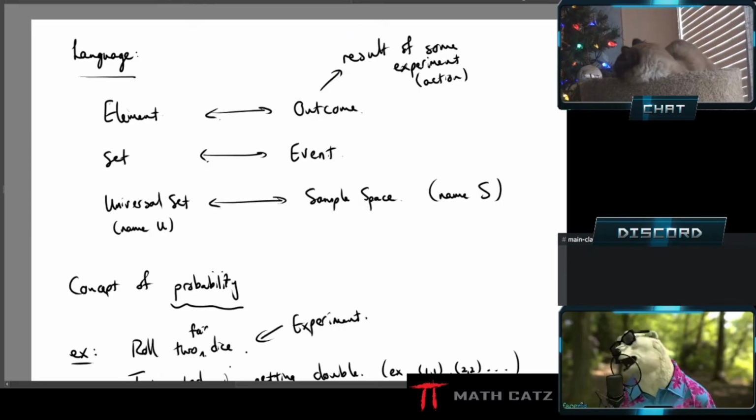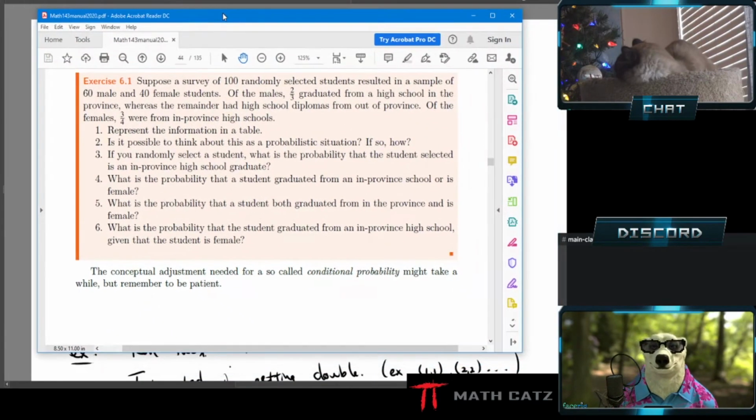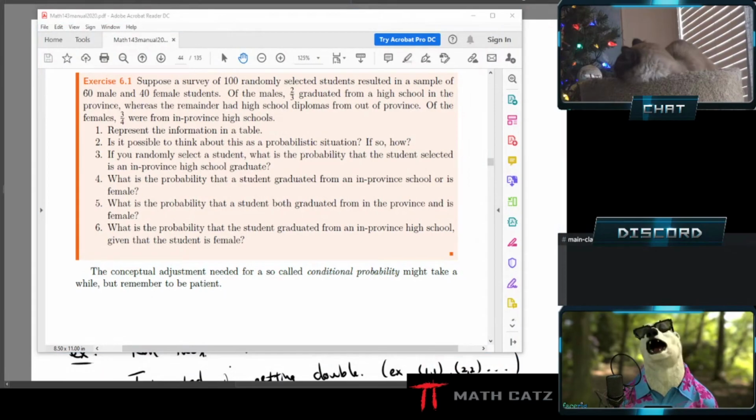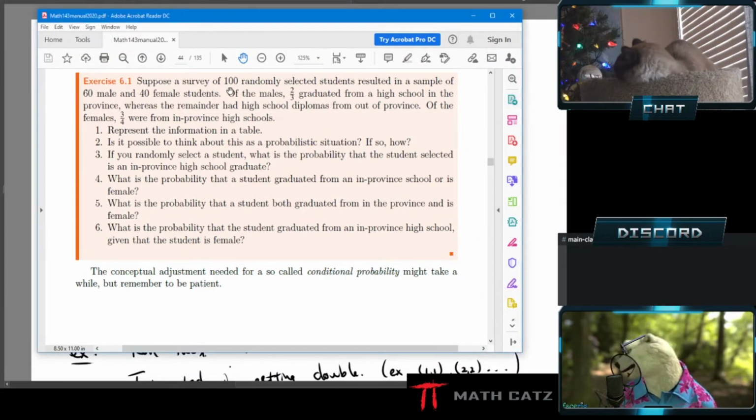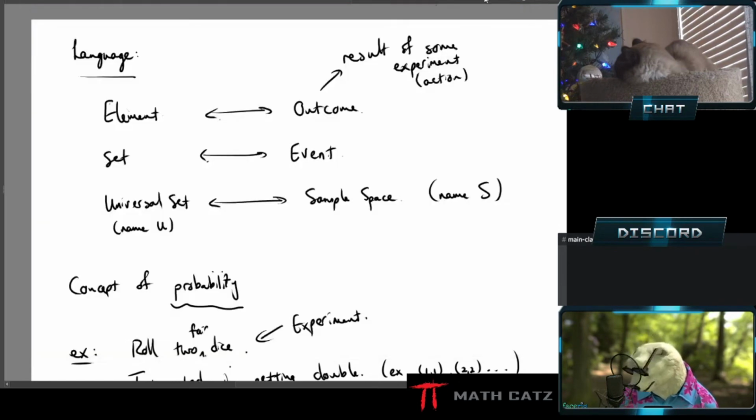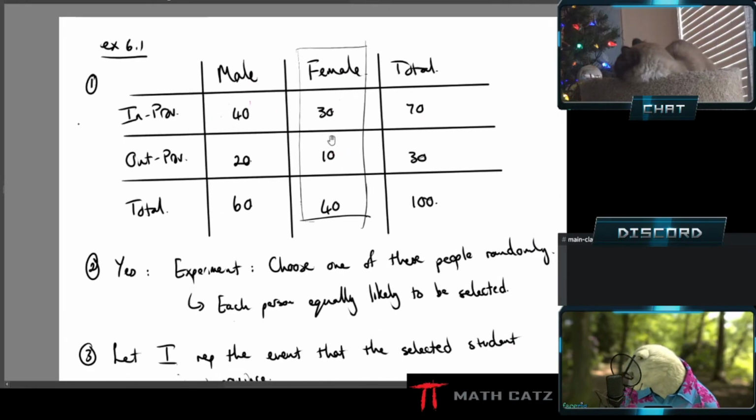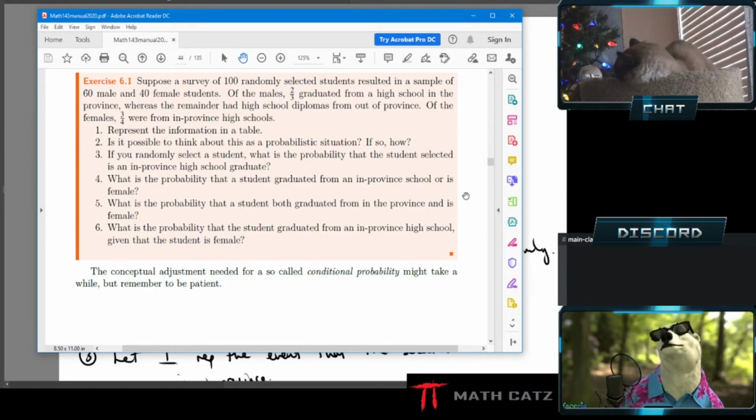We talked about exercise, what was the number? I should know this. 6.1, where we looked at 100 people. They had properties male or female, as well as graduating from in-province or out-of-province high schools. And with a table, we're able to, let's remember what we did here.